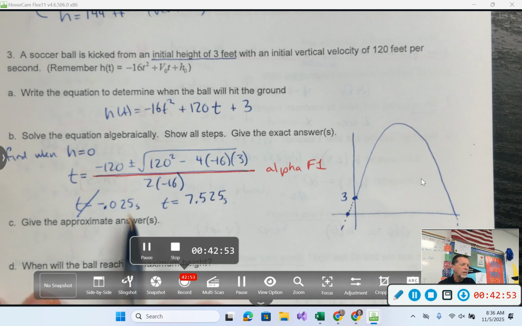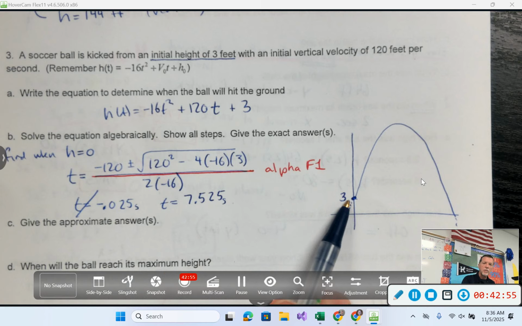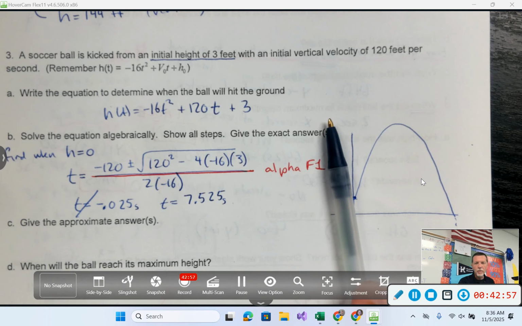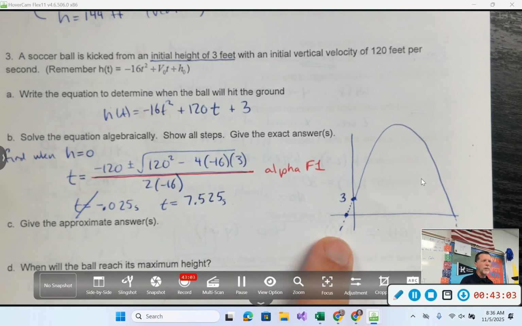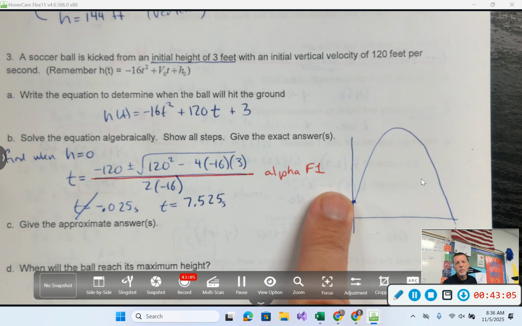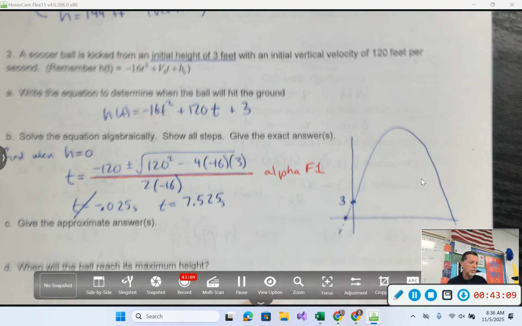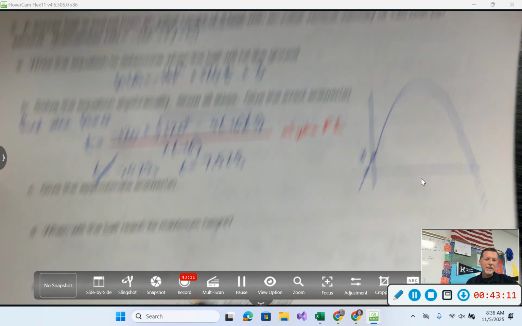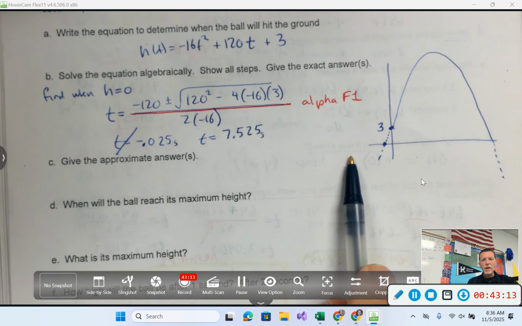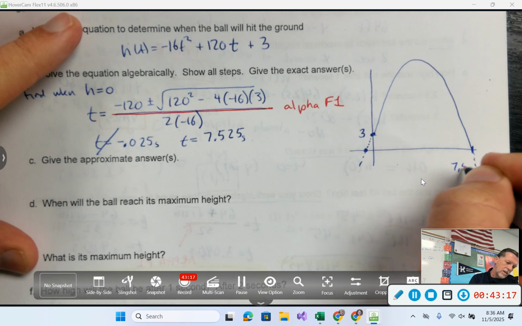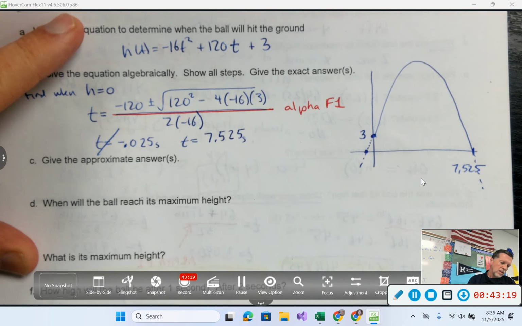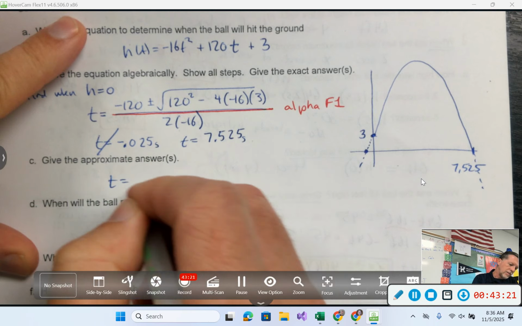We get a negative number because when we kicked the ball, it was already 3 feet off the ground. So mathematically, it was at the ground 0.025 seconds before we kicked it, but that doesn't really make sense. So we can throw that one out because that's beyond the domain of what we're concerned with. So mathematically, yes, but problem-wise, no. Give the approximate answers. Well, really only one.